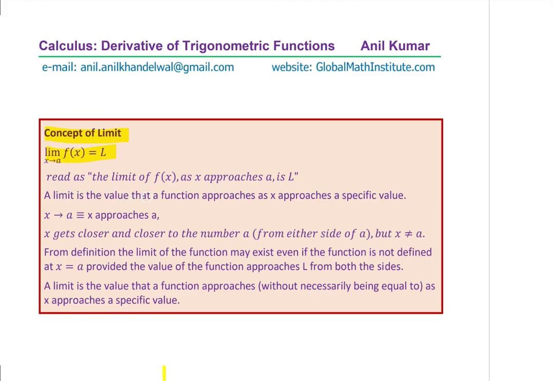A limit is the value that a function approaches as x approaches a specific value. X approaches a. That is how you have to read it. X gets closer and closer to the number a from either side, right? From both the sides. It has to approach from both the sides to the same value if the limit exists. From definition, the limit of the function may exist even if the function is not defined at x equals a. Now this is extremely important concept.